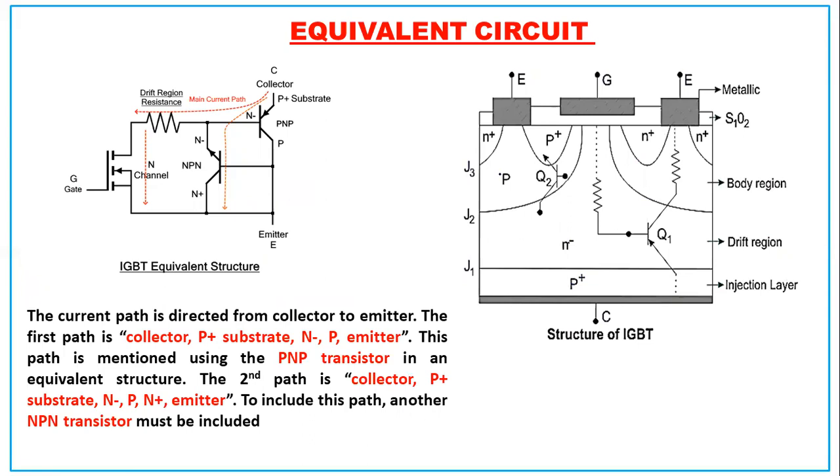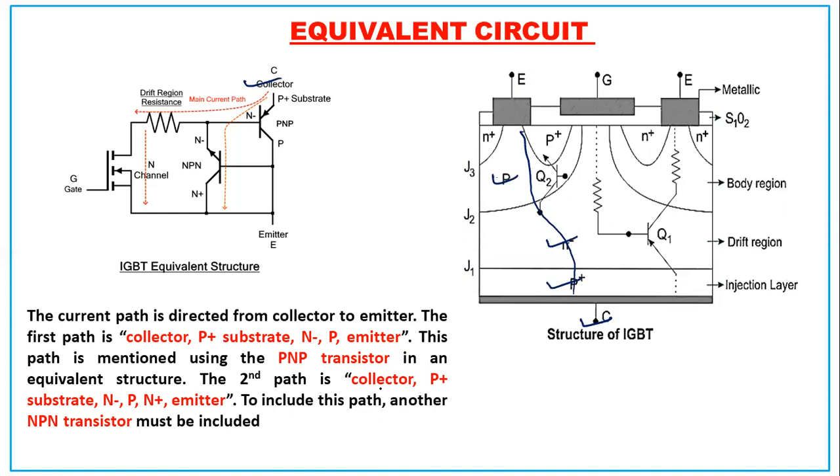So PNP to the emitter, N minus P to the emitter. So current can flow like that. This path is represented using the PNP transistor in an equivalent circuit. So we have this PNP transistor, this transistor, collector. This is the collector, PNP, Q2 transistor, P plus N minus P, that is PNP. So that's the first part.